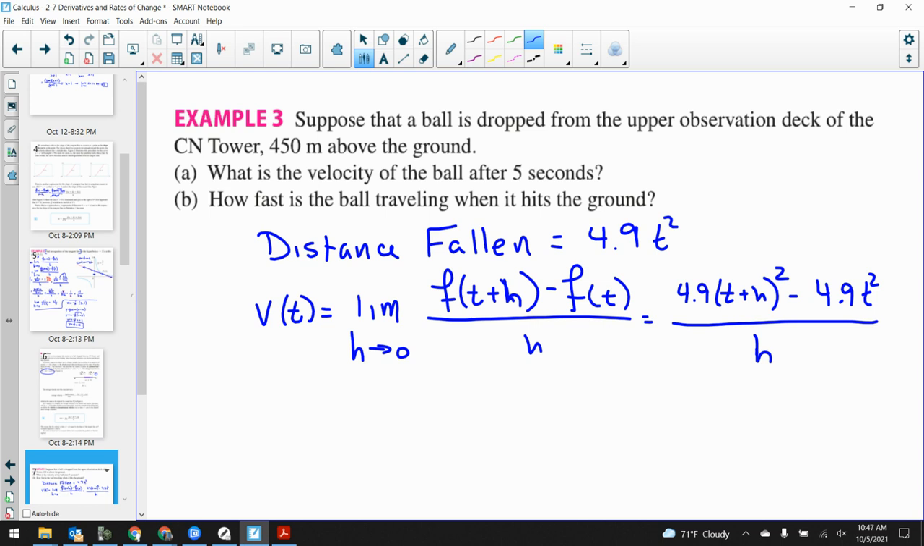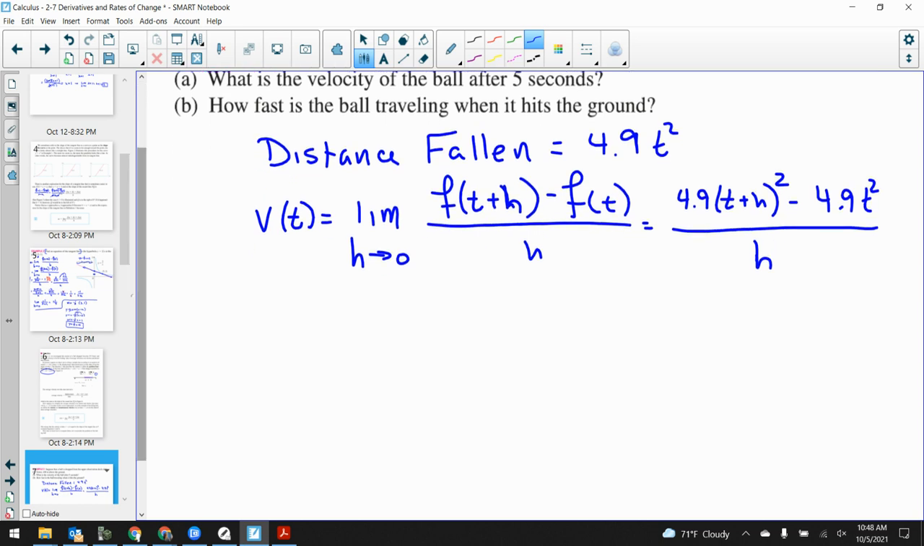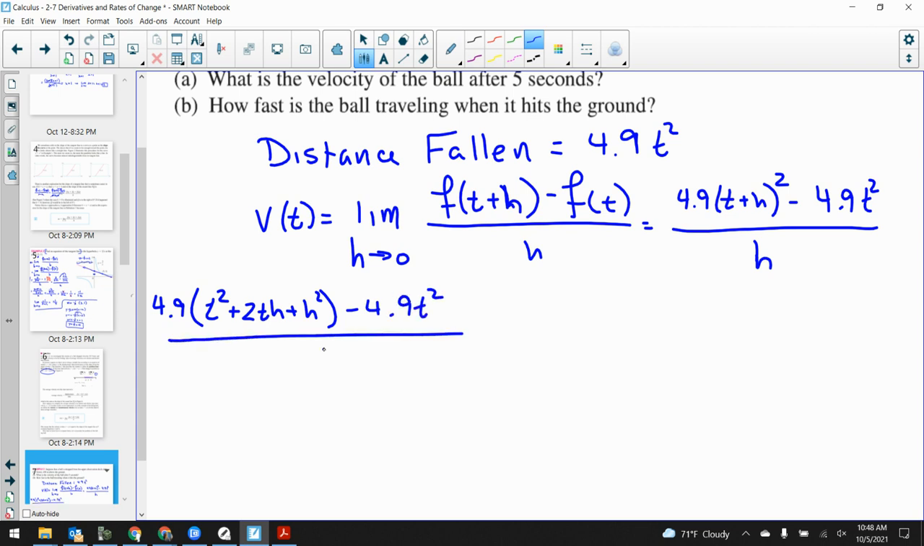So let's do our fancy algebra work. t plus h squared. Again, you guys are going to find that we're going to do a lot of binomial squared. It might be a good idea to just know that any binomial squared is first term squared, double the product, last term squared. Okay, that is t plus h squared. And then we still got our minus 4.9 t squared all over h.